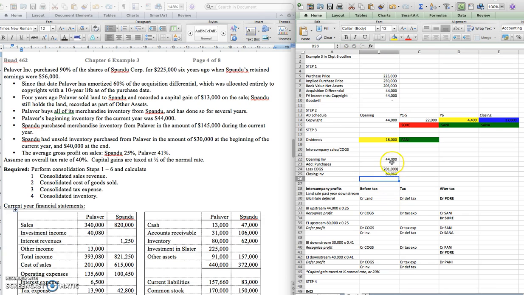So now we need to figure out what is X, which is our purchases. So in this case, what I suggest we do is insert a formula here. That will be equal to our 201 plus our 80,000, because we're trying to work our way backwards, less that 44 opening.